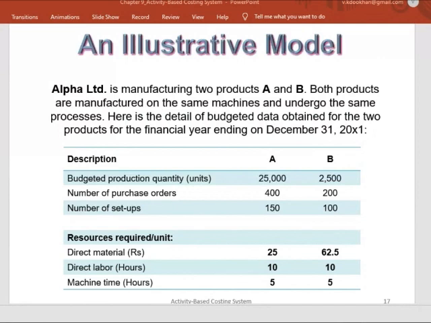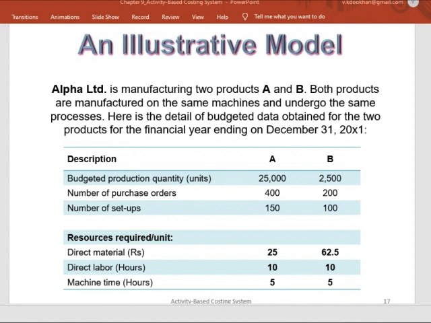Work out this question based on ABC. Here is the requirement, what we are supposed to do, what is being asked. After taking you through the question, I'm going to start with the computation, answering the questions.